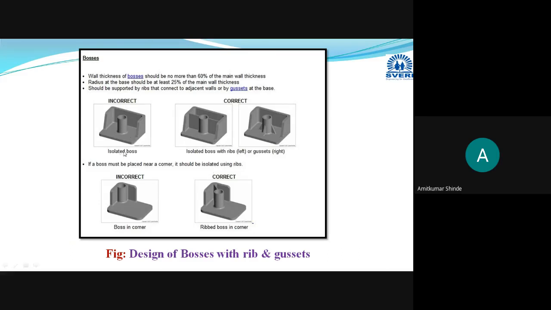Okay, isolated boss, you cannot use the boss isolated or separately. It will have very less strength. Whenever you are practically joining the two plastic parts, it will break or fail. To avoid this, you have to strengthen this isolated boss with the help of either ribs or gussets. Okay, in this way you can use the ribs to provide the strength and the rigidity, or you can go for the gussets. Okay, these types of gussets will be used.